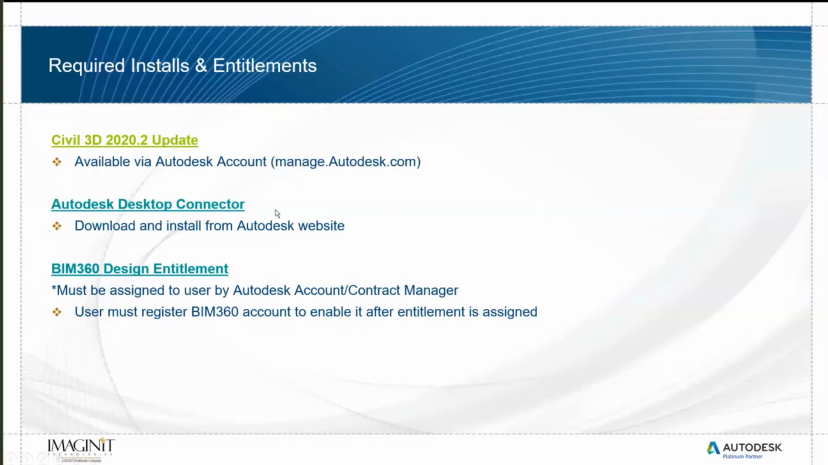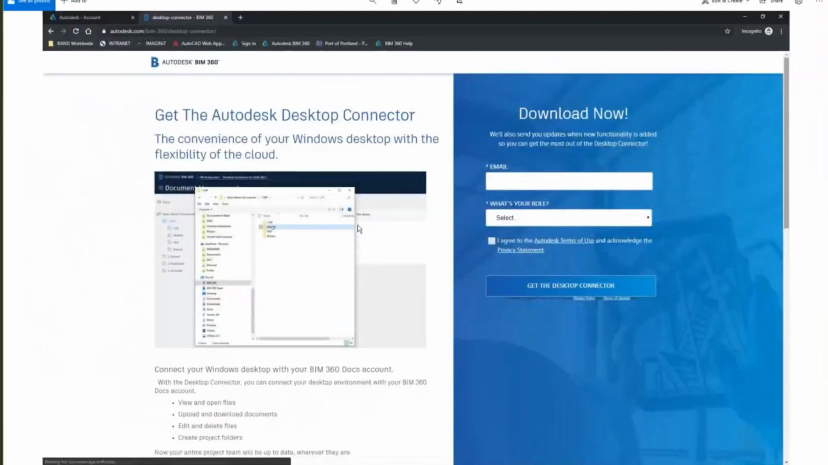So in order to access the Autodesk Desktop Connector, that's something you can download from the Autodesk website. All you need to go to is autodesk.com/BIM360/desktopconnector. So you can Google it or you can search for it on any web browser there.